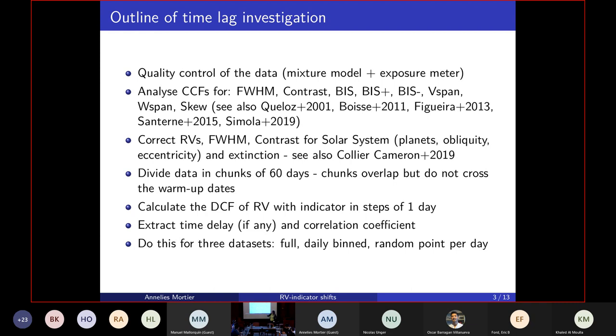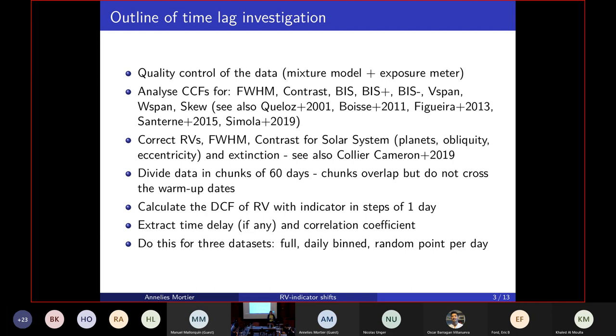So I correct for all of that. If you want the nitty-gritty details of that, either ask me or read the paper that explains in full detail how we correct for that. And then I divide the data in chunks of 60 days, and I shift the chunks by about 10 days just to have a lot of chunks. Importantly, I do not overlap with warm-up dates.